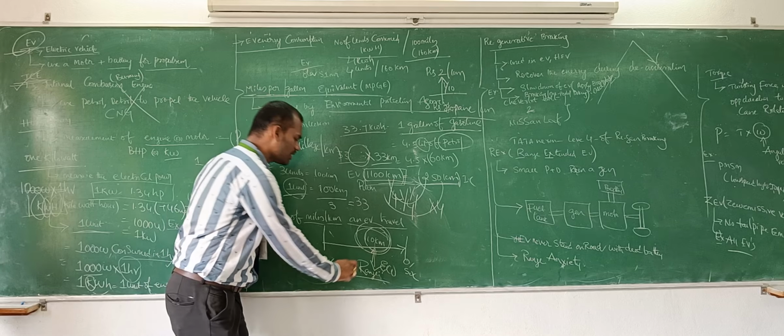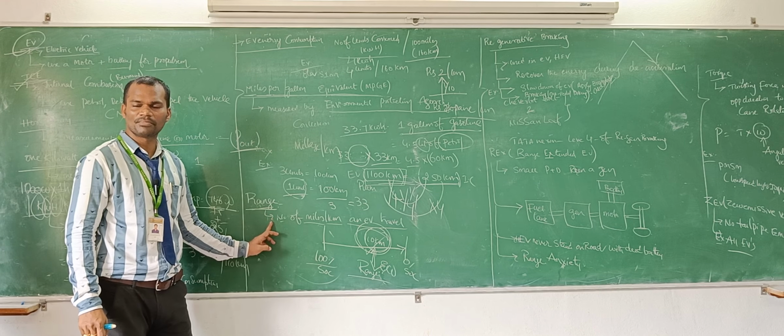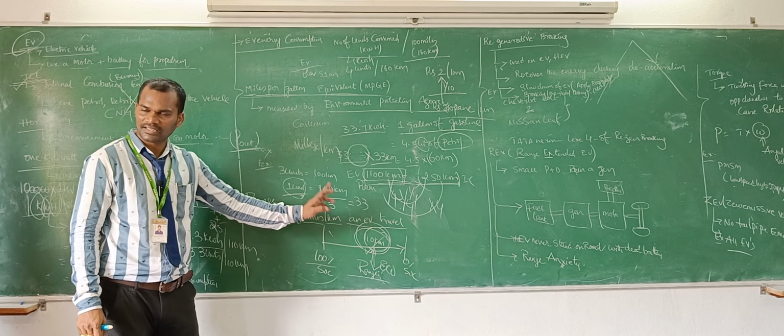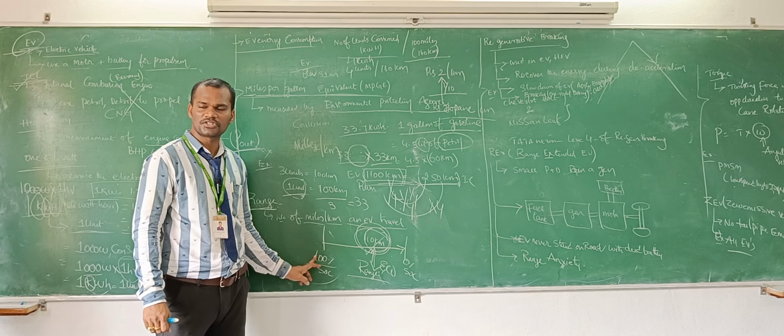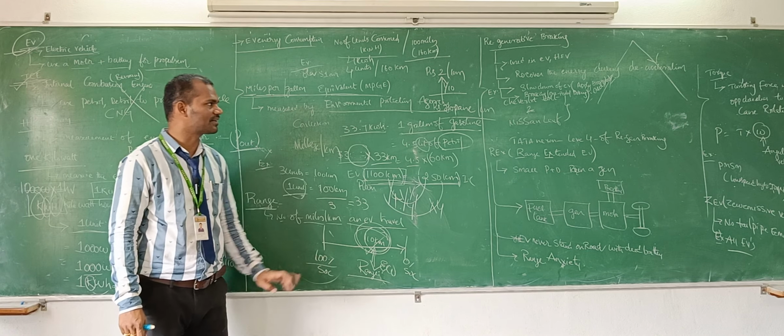So that is what is defined as the range of an electric vehicle. What is meant by the range of an electric vehicle? The number of kilometers an electric vehicle can travel from full charge to 0% charge is called the range of an electric vehicle.